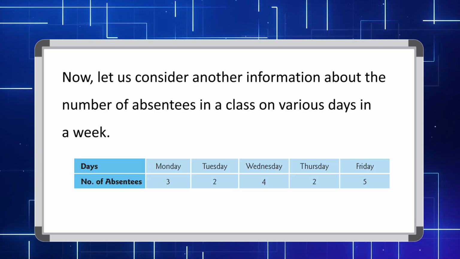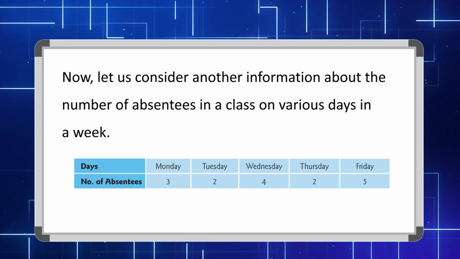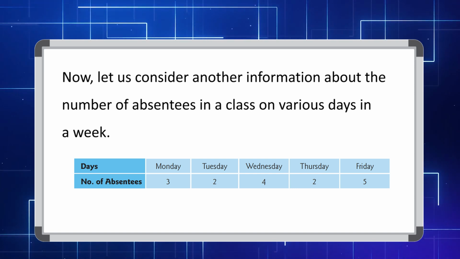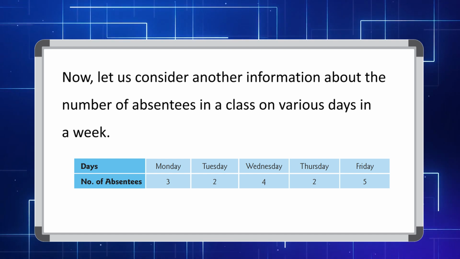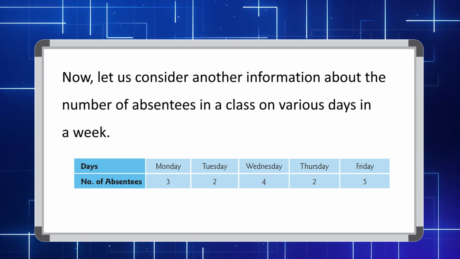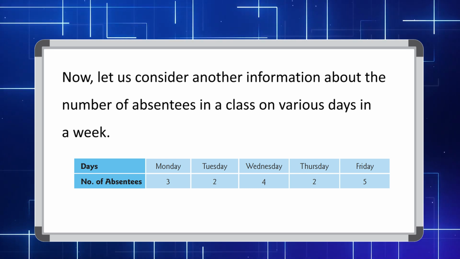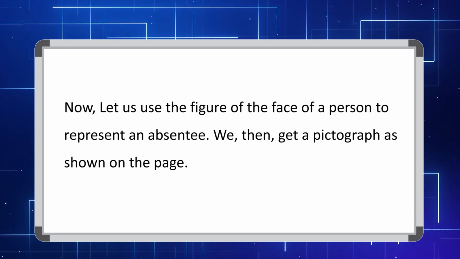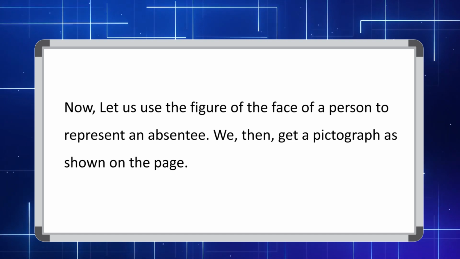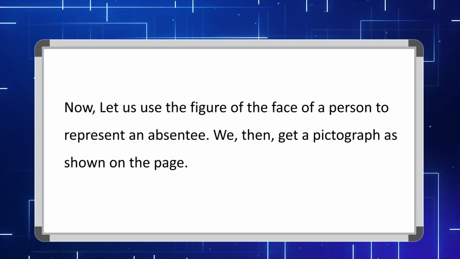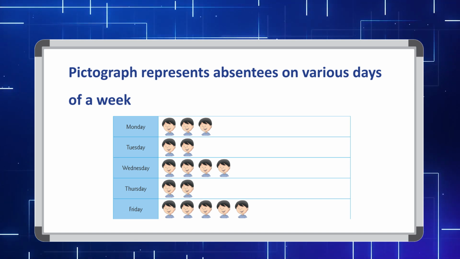Now let us consider another information about the number of absentees in a class on various days in a week. Days and number of absentees: Monday 3, Tuesday 2, Wednesday 4, Thursday 2, Friday 5. Let us use the figure of the face of a person to represent an absentee. We then get a pictograph as shown on the page. Pictograph represents absentees on various days of a week.